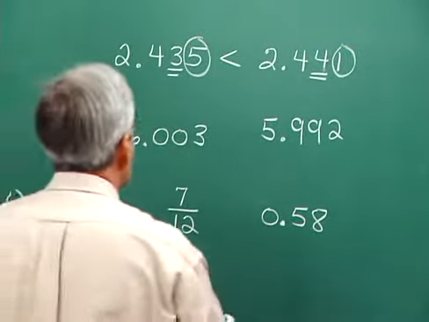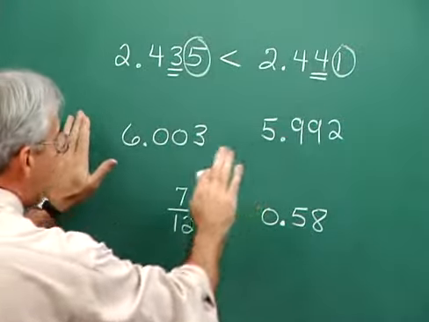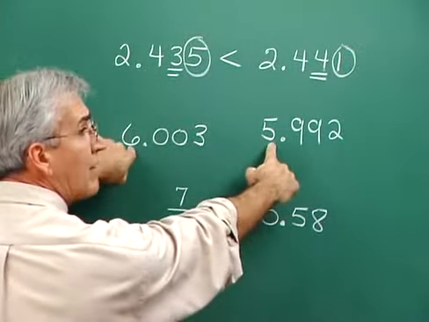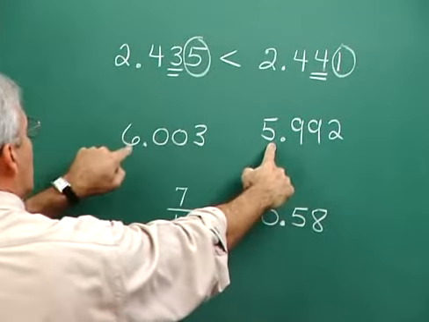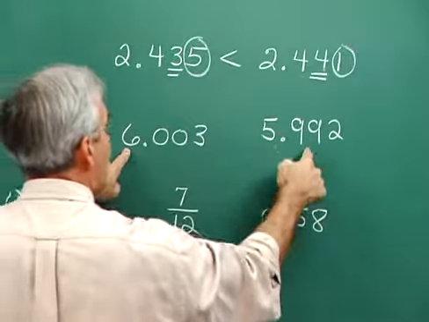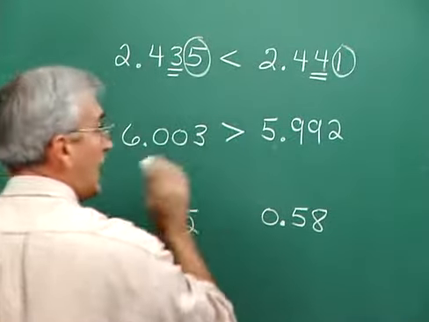Let's take another one. Now here, it's pretty obvious, I think, that if we're progressing from left to right, 6 is a larger number than 5. The whole number part here is larger than the whole number part here. So this number is greater than that number, and we just pop in greater than.